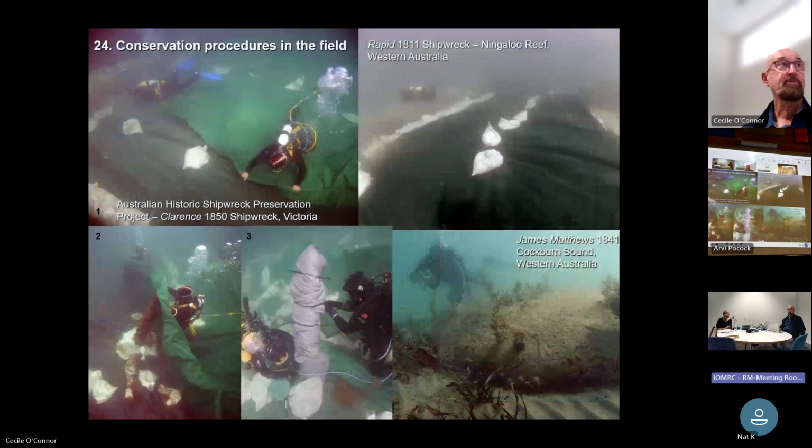Also, as I say, we cover up shipwrecks afterwards, and this is two methods that we've used. This one is in Port Phillip Bay in Victoria. On the Clarence, we actually covered the wreck in shade cloth, and then we covered it with PVC tarps. The reason that was done is that the shade cloth starts the process of creating an anaerobic environment. The PVC sheeting over the top also does that. So we're actually improving the preservation.